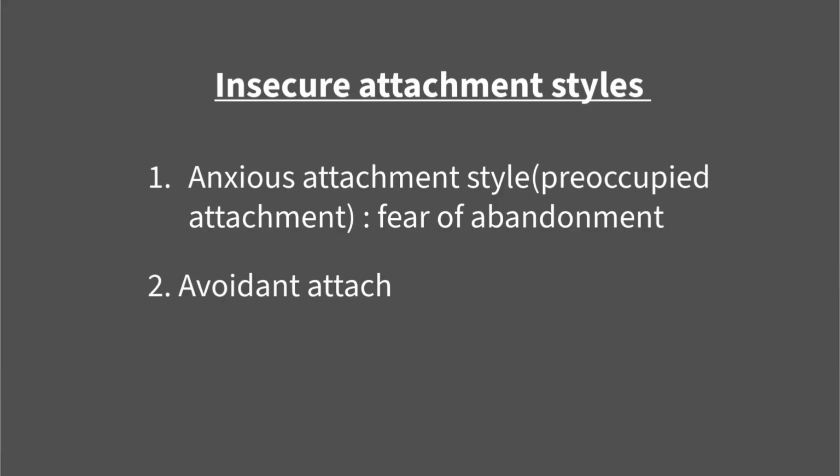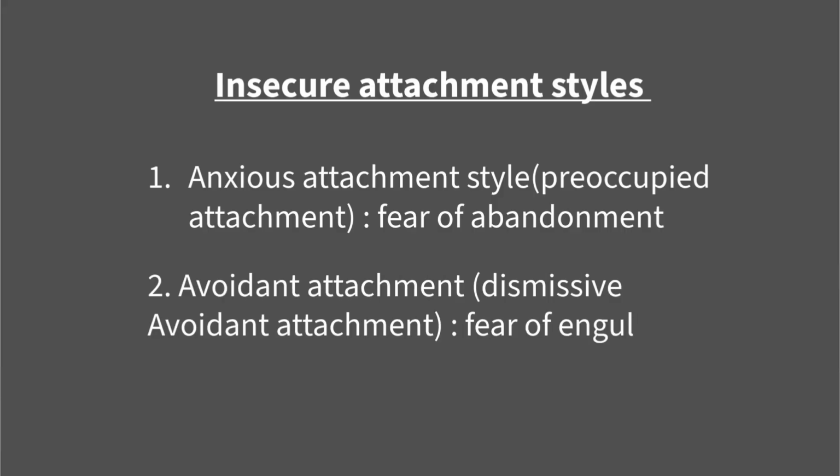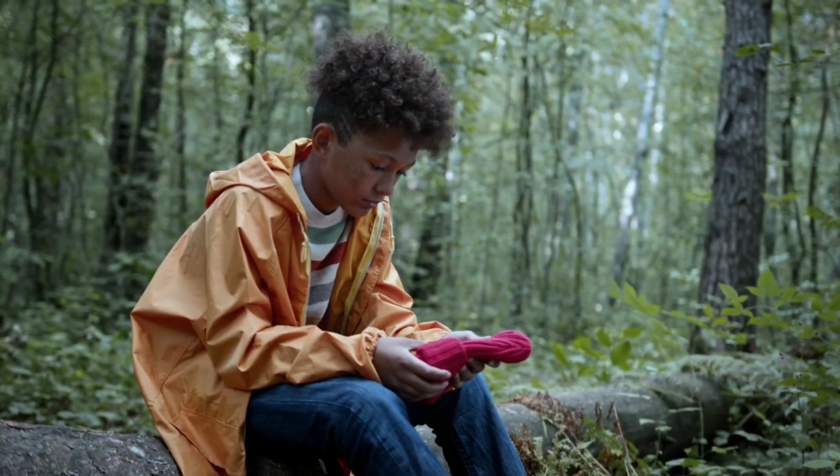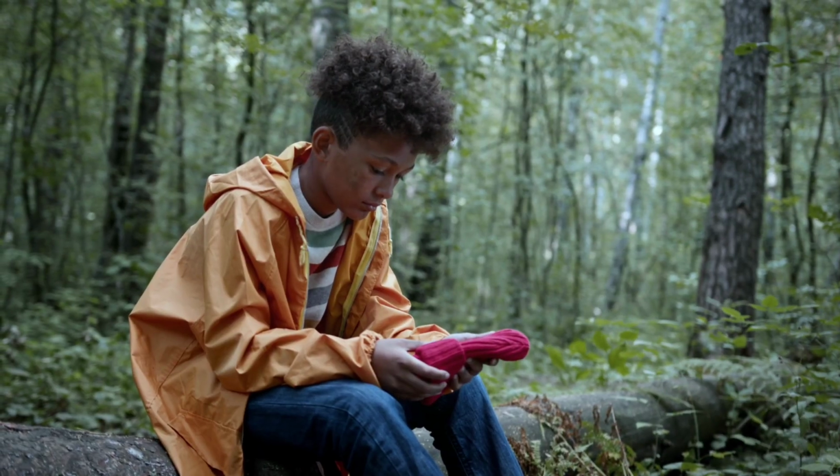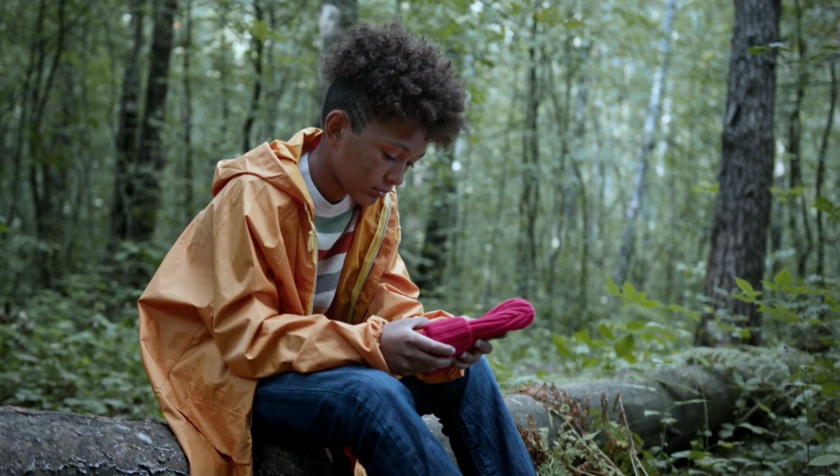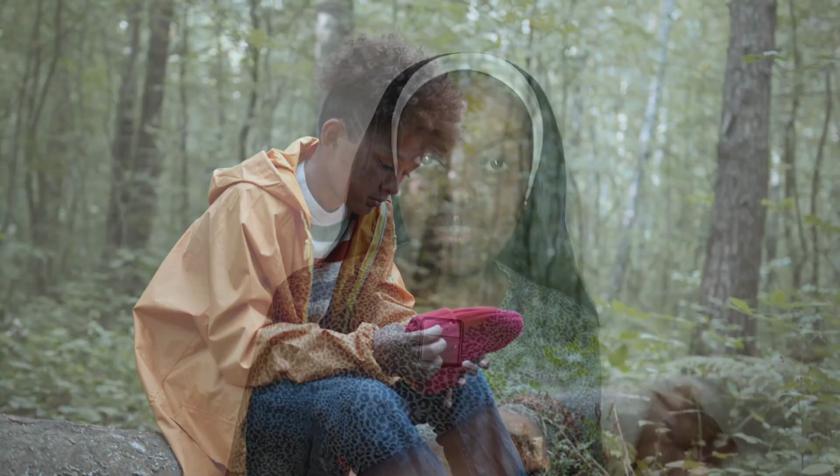The next is the avoidant attachment, which is fear of engulfment. This style, which includes the dismissive avoidant attachment, develops when the caregiver is consistently unavailable, uncomfortable with emotion, and dismissive of the child's needs. The child learns that expressing their needs leads to disappointment and distance. To cope, they shut down their emotional systems and internalize the message, I do not need anyone, I can only rely on myself.